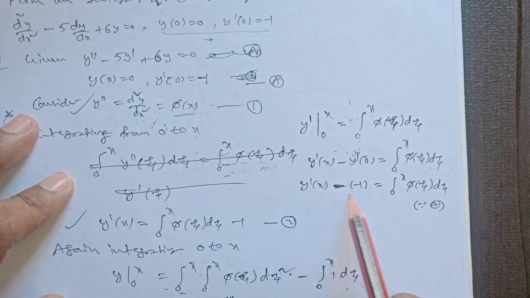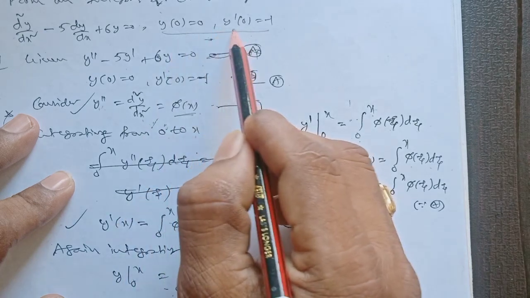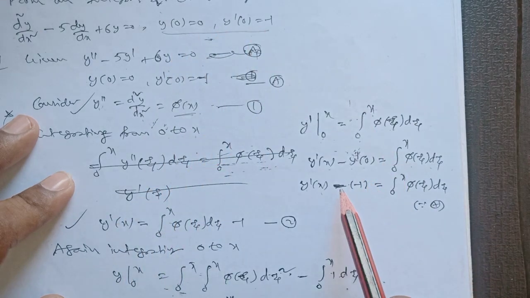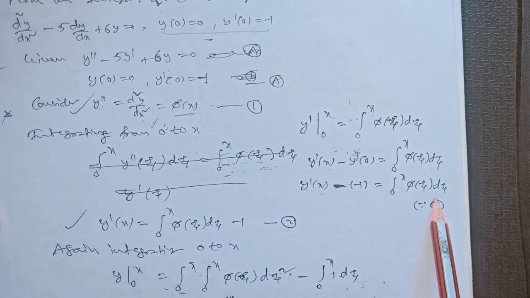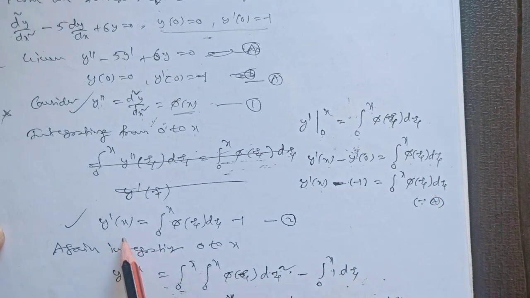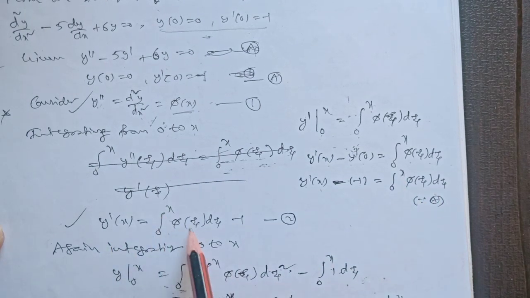Therefore y dash of x minus y dash of 0, with the initial value condition y dash of 0 equal to -1, is equal to this one. Now y dash of x is equal to integral 0 to x phi of z dz, plus 1 comes to this side, this is -1. Now this is equation 2.